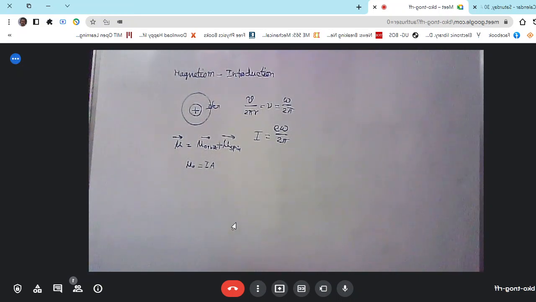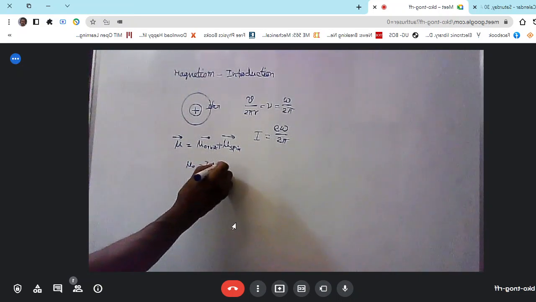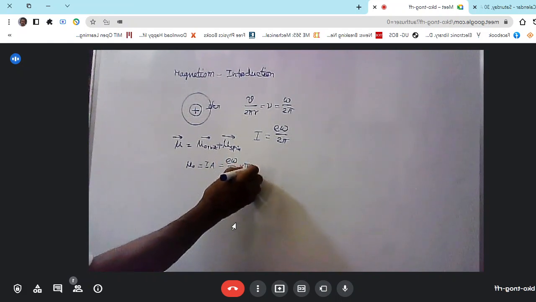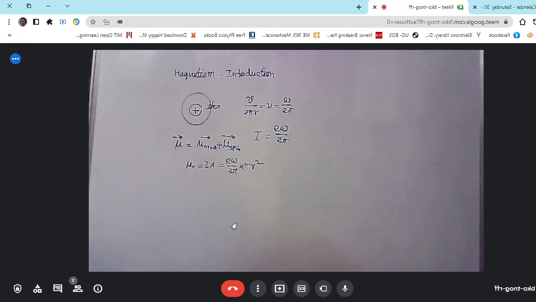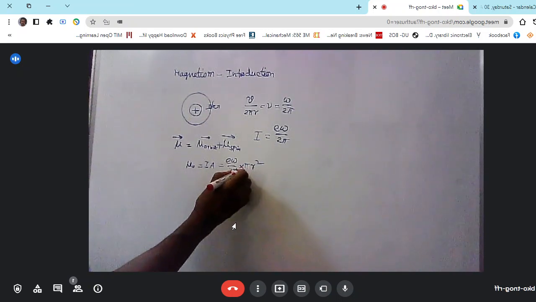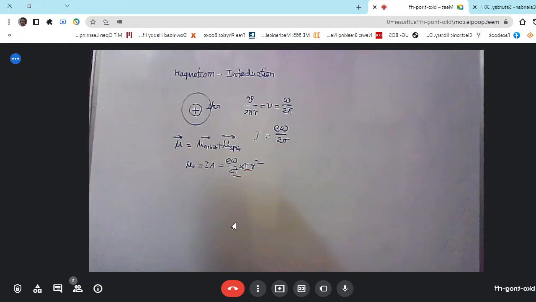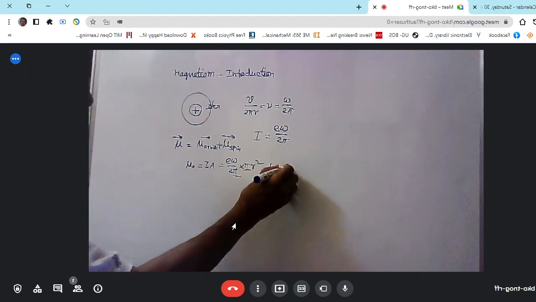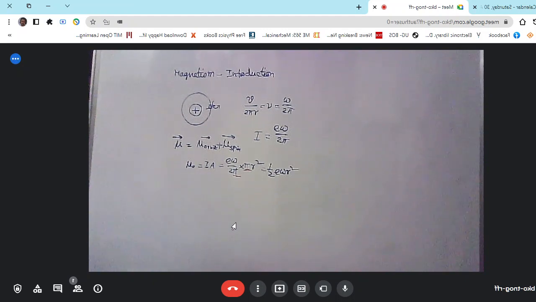I am putting the values of I and A. I is e omega by 2 pi and A equals pi r square. So this pi and this pi will be cancelled out. So it will be e omega r square by 2. That is the value for mu O, O for orbital motion.